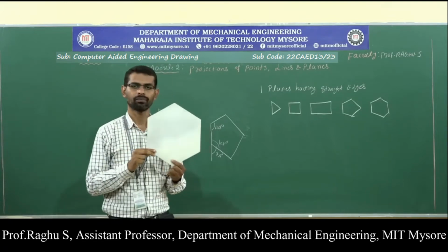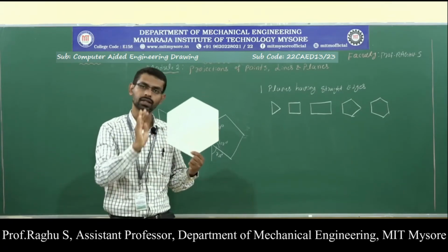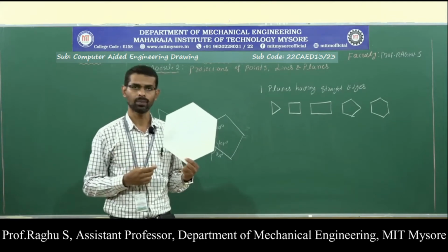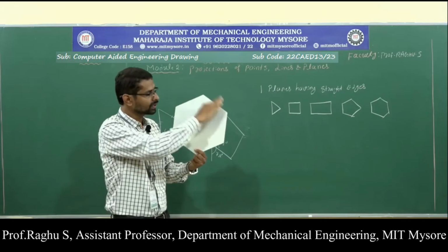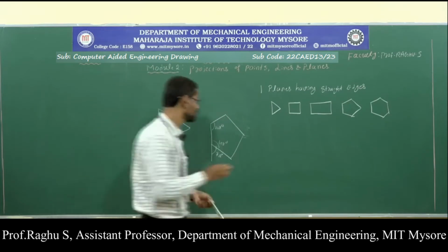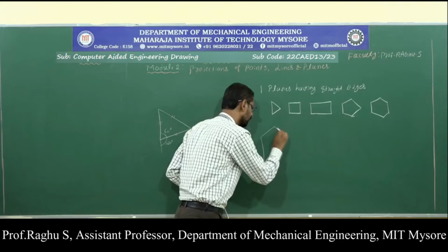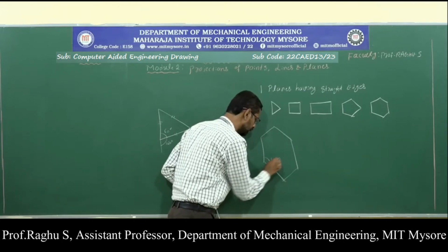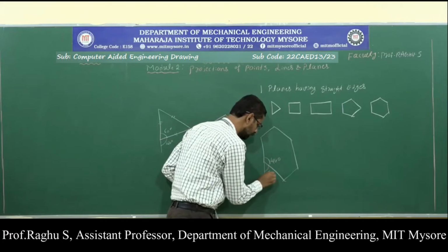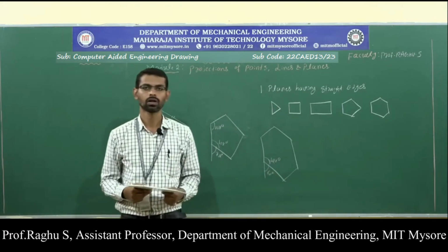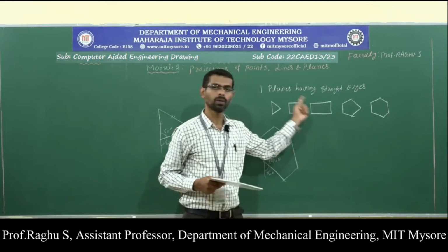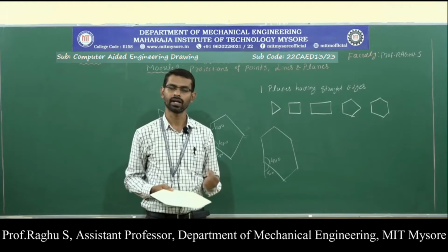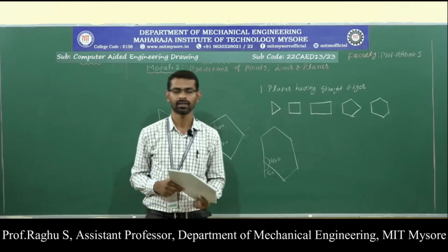Next, hexagonal lamina. A hexagonal lamina consists of 6 sides and 6 angles. Here also we have a regular hexagonal lamina, which means all sides are equal. The interior angle for a hexagonal lamina is 120 degree and the exterior angle is 60 degree. So these are all the examples for planes having straight edges: triangular, square, rectangular, pentagonal and hexagonal lamina.